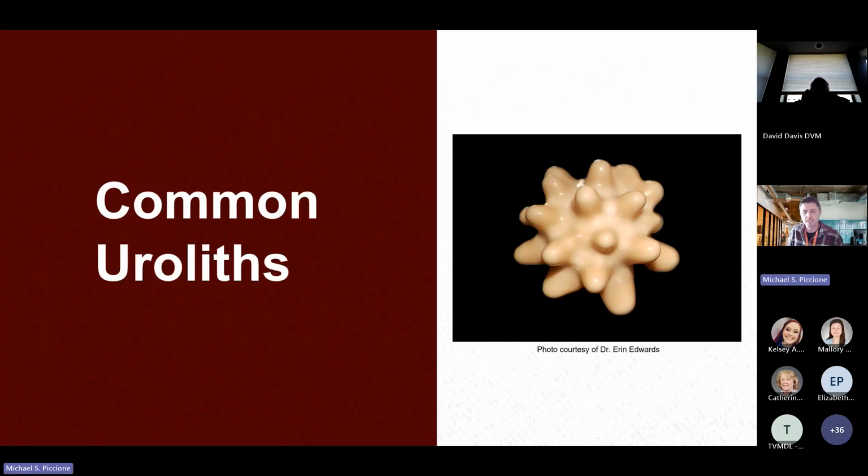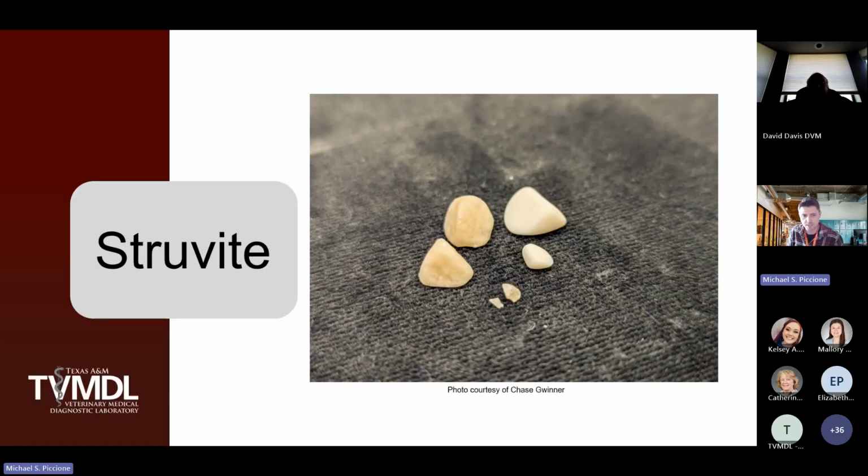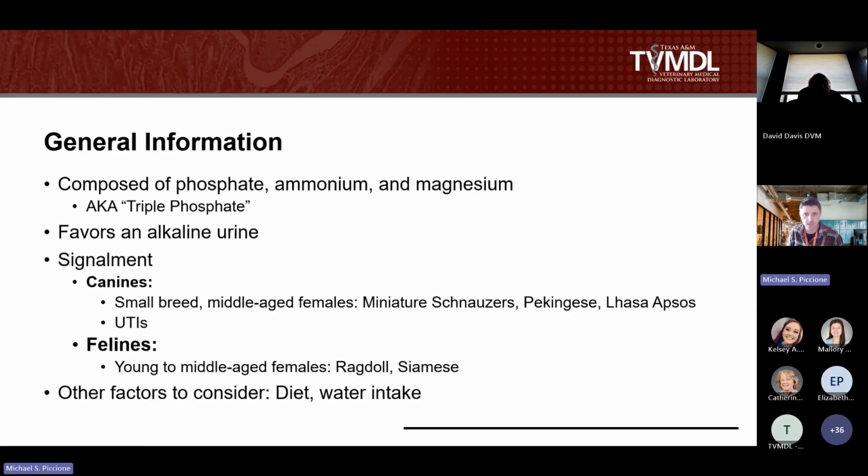Common uroliths. So let's segue. We've already talked about many of how these uroliths form. Let's talk about what you're going to encounter in clinical practice in regards to your canine and feline companions. The first that I want to talk about is going to be your struvite crystals, or your struvite stones.